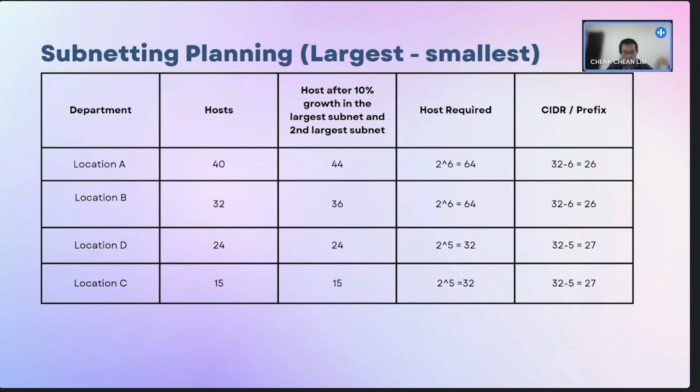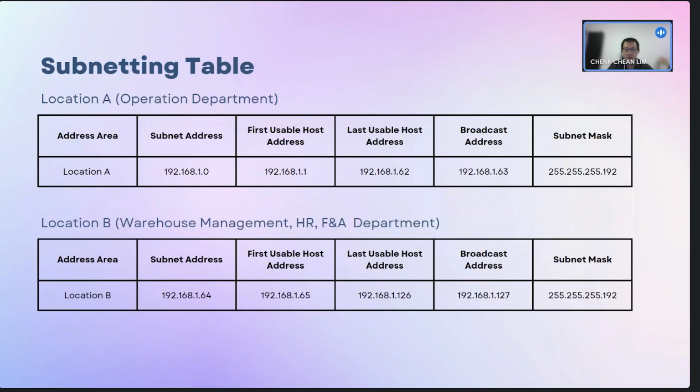Let's take location A, for example. There are 44 hosts after the 10% growth. For subnetting, we need to use CIDR, the prefix /26, because it provides 64 hosts, which is suitable for our 44. The nearest one is the /26, which gives the subnet mask 255.255.255.192.